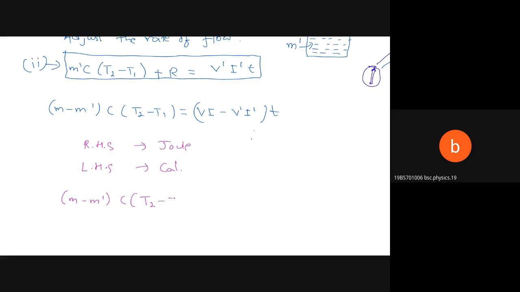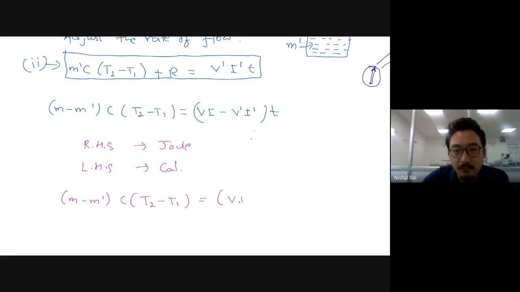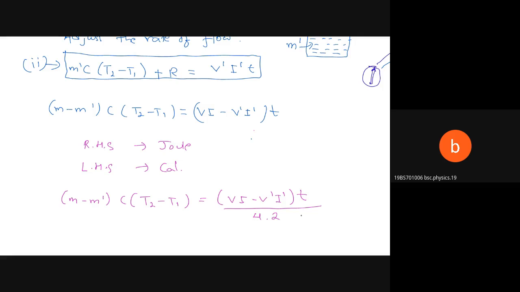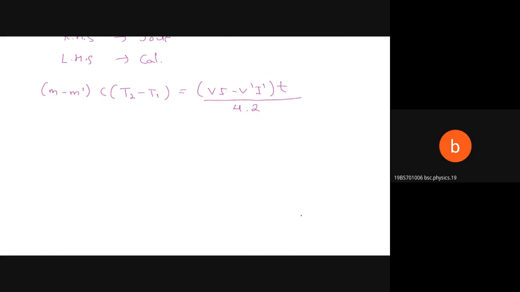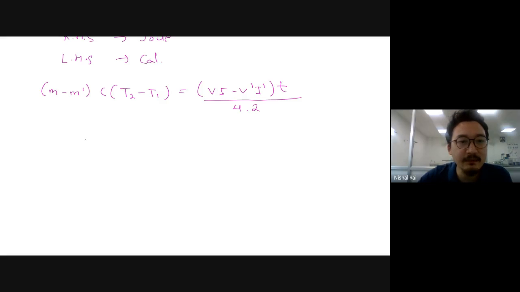One calorie is equal to 4.18 joule. So basically what one can do is divide this whole thing by 4.18, or roughly 4.2. So basically C will be given by what?